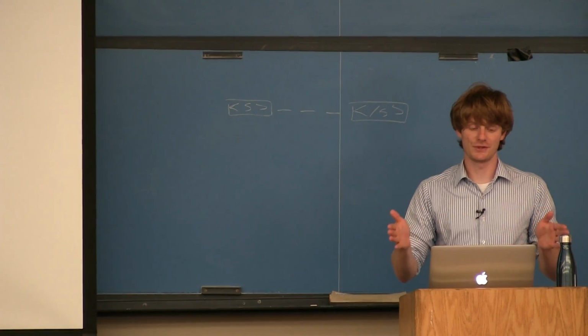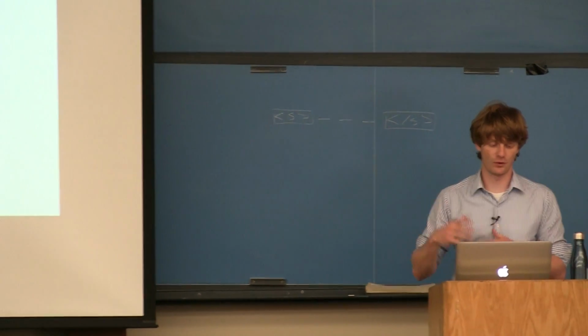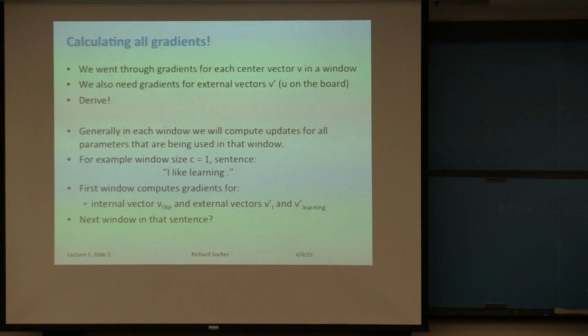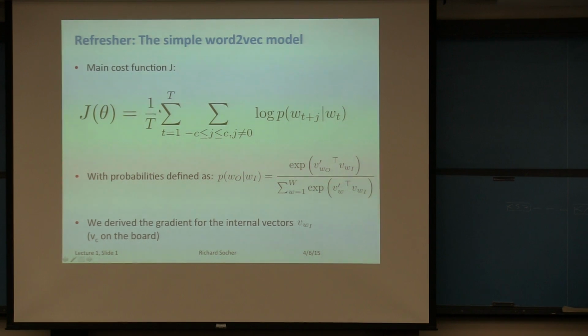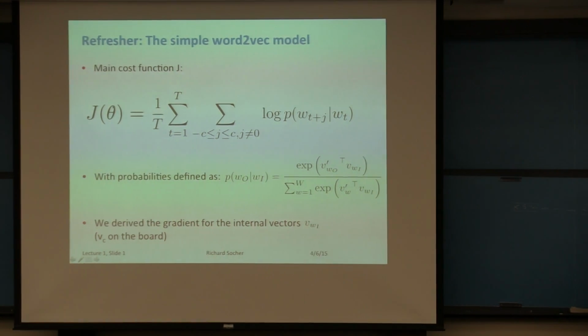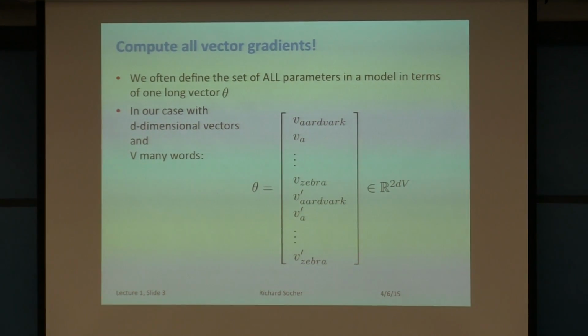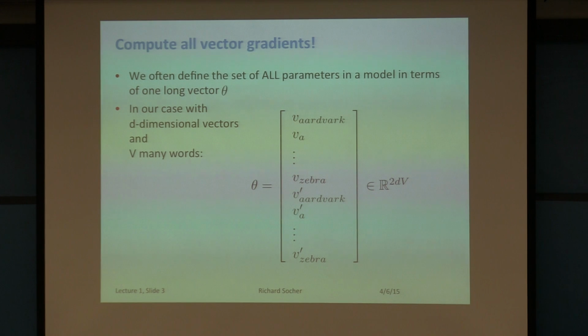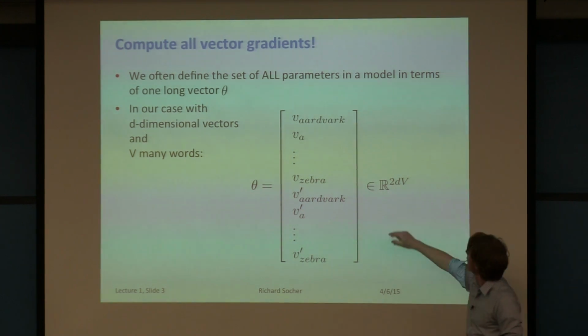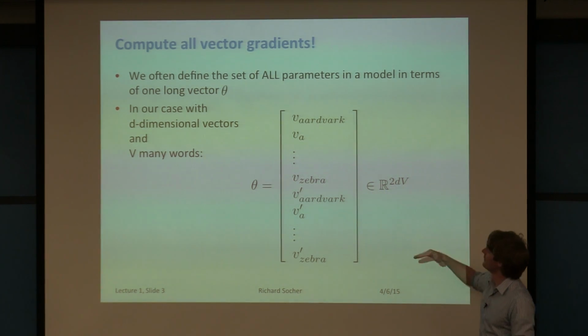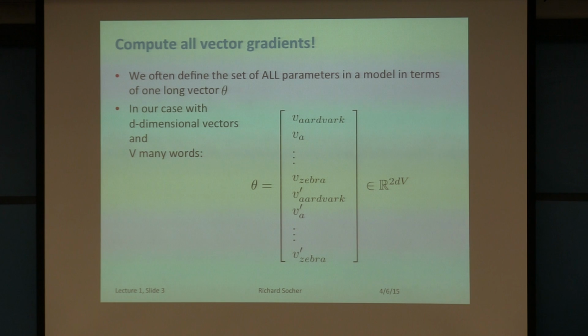Basically, we have to compute the vector gradients for all the different vectors that appear in our data set. What I also skimmed over last time was that our cost function entirely we will call J of theta. And this theta is essentially a concatenation of all the parameters in our model. In our case, where we only have word vectors and no other matrices yet, we will just concatenate all these d by 1 vectors into one gigantic 2dV vector. And V is the size of our vocabulary.